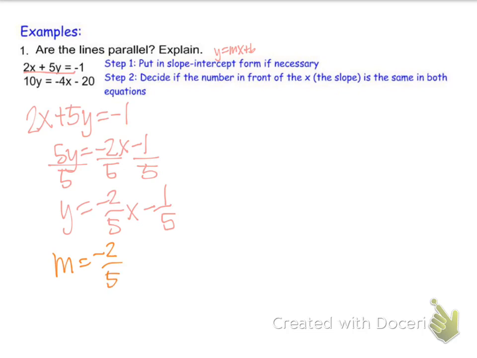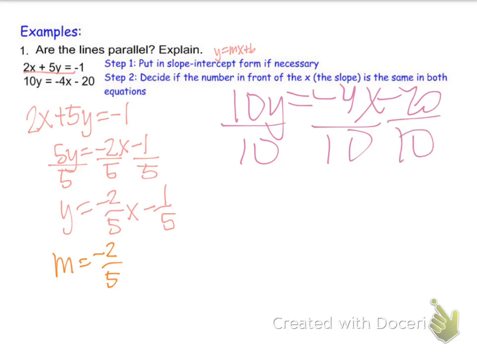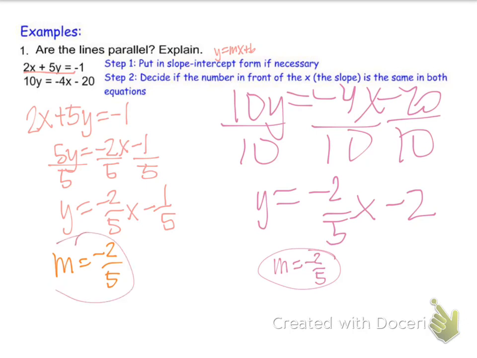Okay, if I look at this second equation, it's almost in slope-intercept form. All I have to do is get that y all by itself. So 10y equals negative 4x minus 20, I'll divide all the sides by 10. So I get y equals negative 2/5 x minus 2, reducing my fraction. Once again, this right here is my slope, so here m equals negative 2/5. Well, since these both equal the same, our answer is yes, they're parallel. Our explanation: they have the same slope.